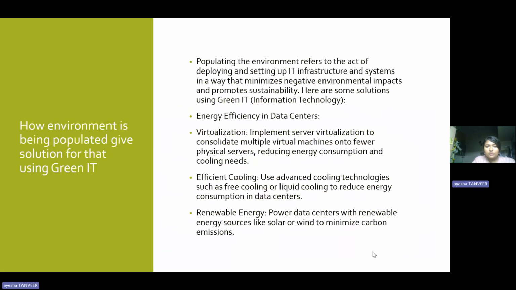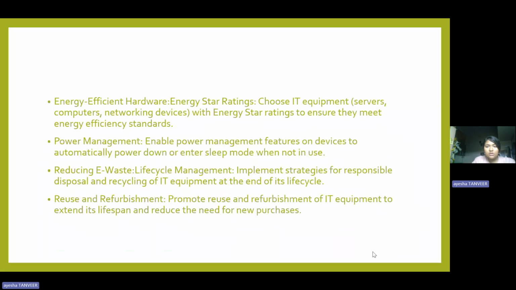Energy efficient hardware. Energy Star rating. Choose IT equipment, servers, computers, and networking devices with an Energy Star rating to ensure that they meet energy efficiency standards. Power management. Enable power management features on devices to automatically power down or enter sleep mode when not in use.